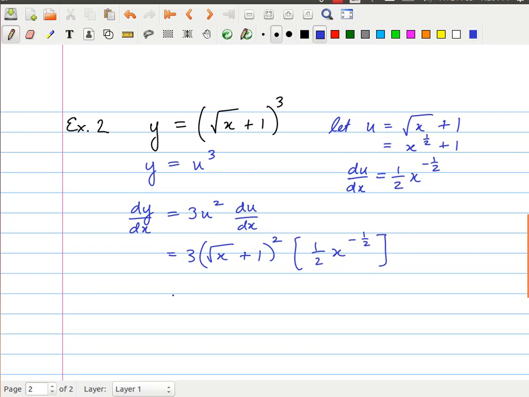And I could do some simplification here. The constants give 3 over 2, and then I have the square root of x plus 1, all squared in the numerator, and here I have an x to the negative 1/2, which is the same as the square root of x in the denominator. Now I'm not going to take this any further. We could rationalize that denominator if we wanted to, or if we were required to, but really what I want to focus on here is the taking of the derivative. So here I've taken the derivative, and that is my final result.